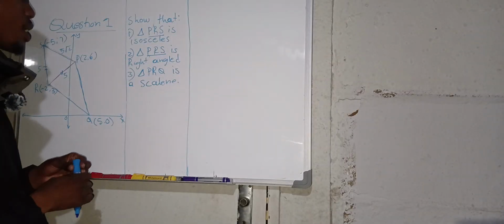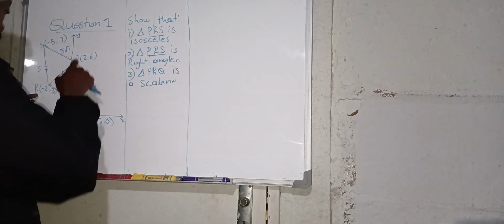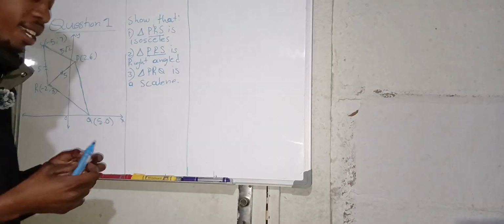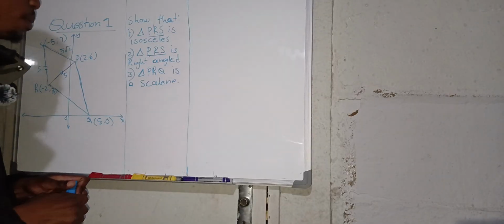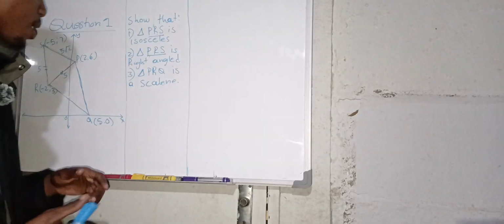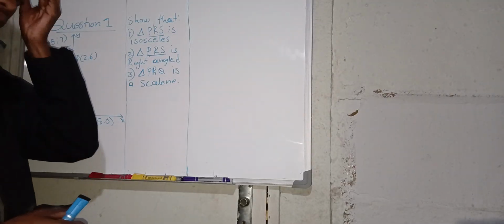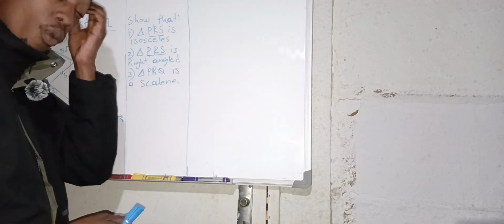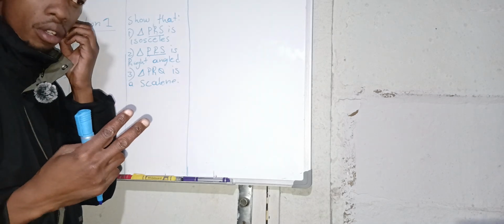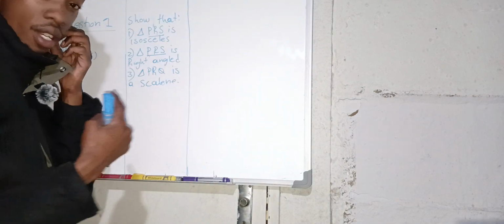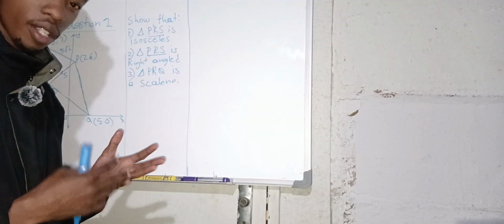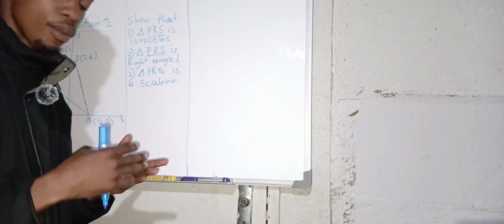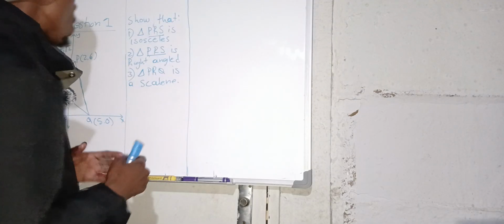Prove that triangle PRQ is a scalene triangle. Scalene triangle means that none of these sides are going to be the same. So we need to find the distances of all of these sides. They are not supposed to be equal. If we find two equal sides, that's not a scalene, it's an isosceles. If we find all of the sides are equal, it means it's an equilateral triangle.